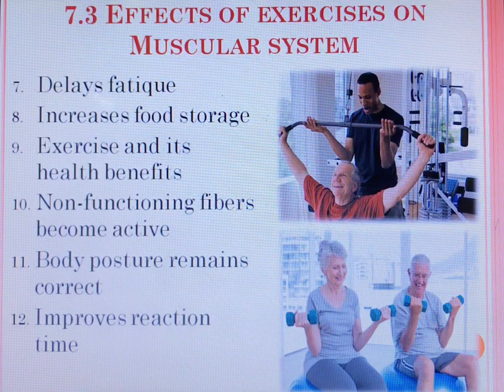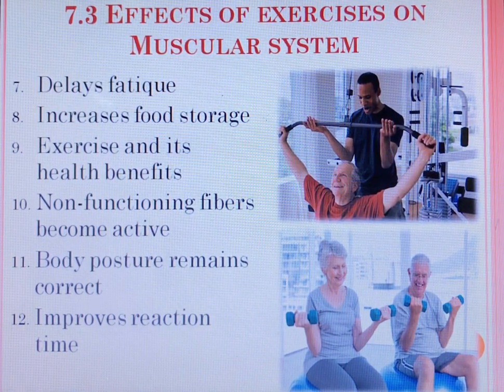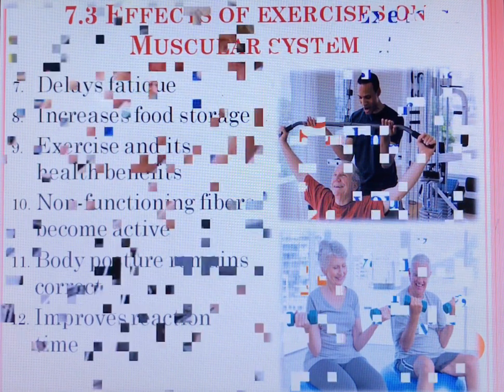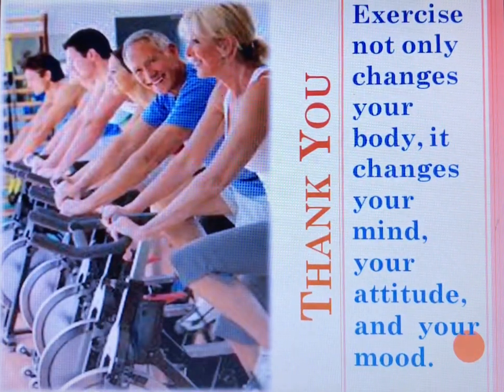And the last point is improves reaction time. So when we perform good exercise, the speed of the nerve impulses increases, and these impulses move very quickly through motor nerves from the nervous system to muscle fiber, so that the reaction time improves. These are all the effects of exercise on the muscular system. Thank you, children.